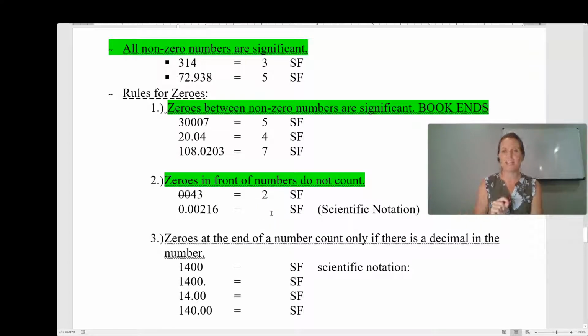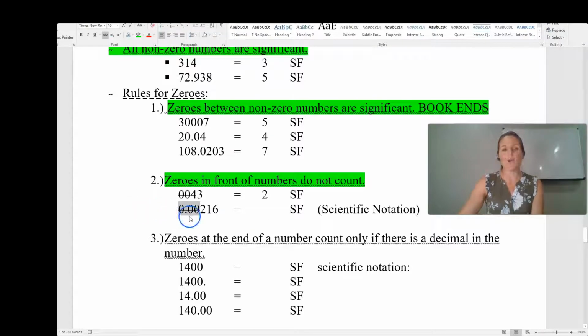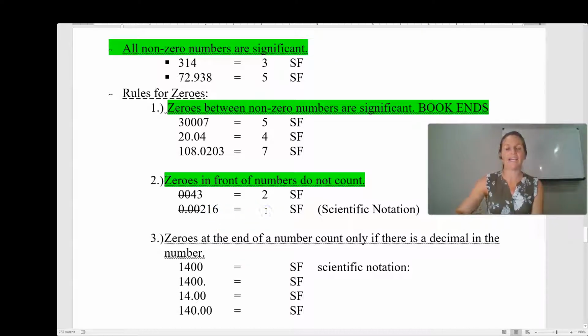The trickier one is when you have a number like 0.00216 and you just want those front zeros to matter because they're in a number that has a decimal place. The truth is, though, that those zeros do not matter. They are still leading zeros. They're just placeholders, and we can just as easily get rid of them. So we end up with 216, and that has exactly 3 significant figures.